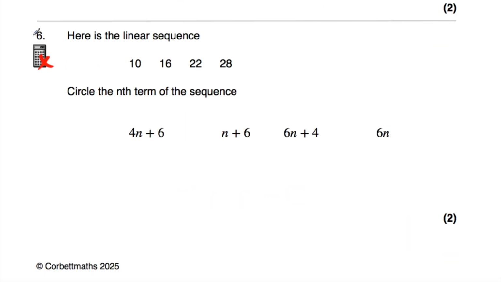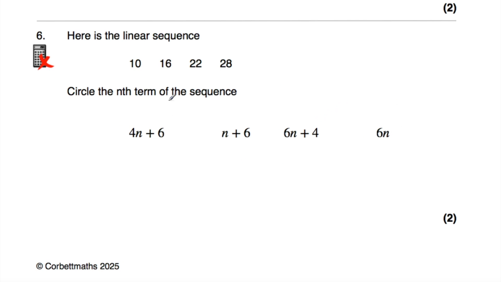Okay, so let's have a look at our next question, question number 6. So question number 6 says, here's a linear sequence. So we've got this linear sequence, 10, 16, 22, and 28. Each time the sequence is getting bigger by 6. And we've been asked to circle the nth term of the sequence. And our choices are 4n plus 6, n plus 6, 6n plus 4, and 6n.